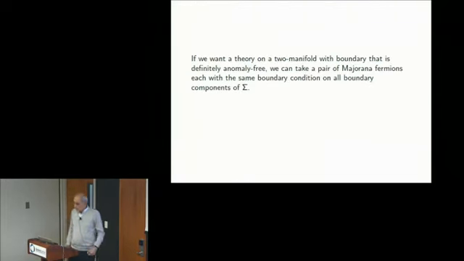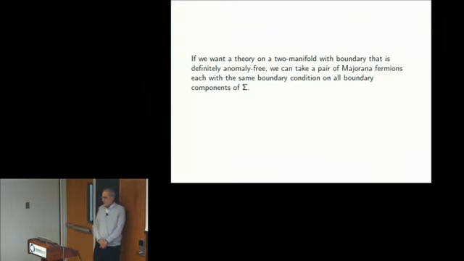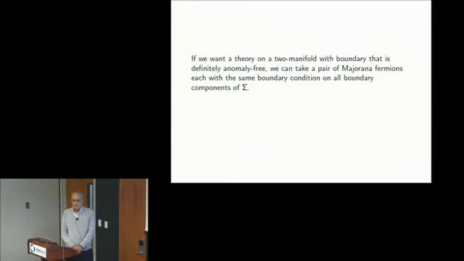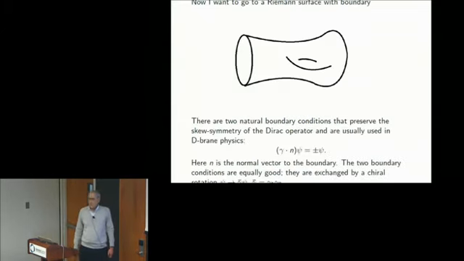Now, I'd like to have a completely anomaly-free theory on a 2-manifold with boundary. Well, if I take a pair of Majorana fermions and give them each the same boundary condition on all boundary components, they're completely identical, then just as if there wasn't a boundary, this is a totally anomaly-free theory. We picked a boundary condition that preserved the fact that the Dirac operator was a real skew symmetric operator, so its Pfaffian is still naturally real, and the square of the Pfaffian is positive, telling us that this is a completely anomaly-free theory.